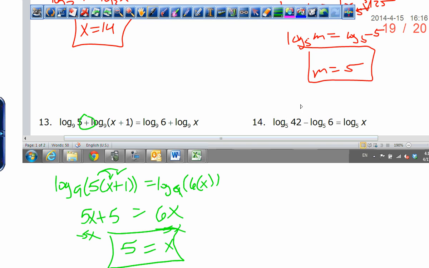And last one, 42 divided by 6, so I got log base 5 of 7 equals log base 5 of x, so x must be 7.